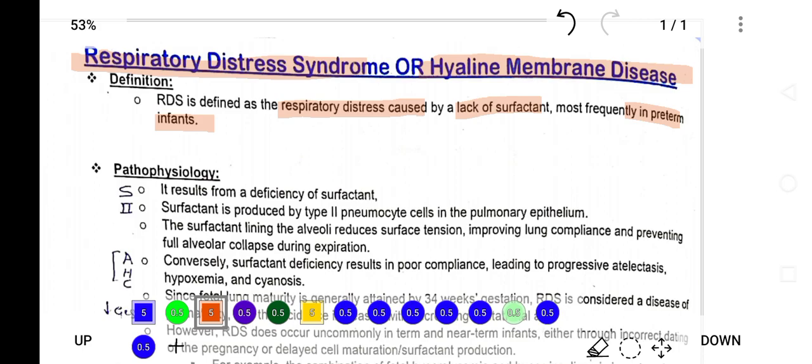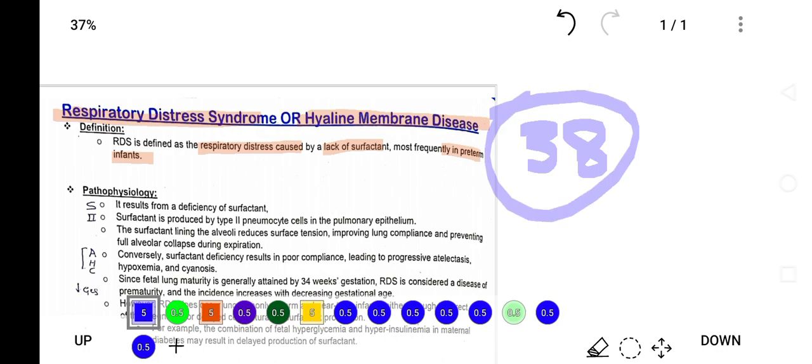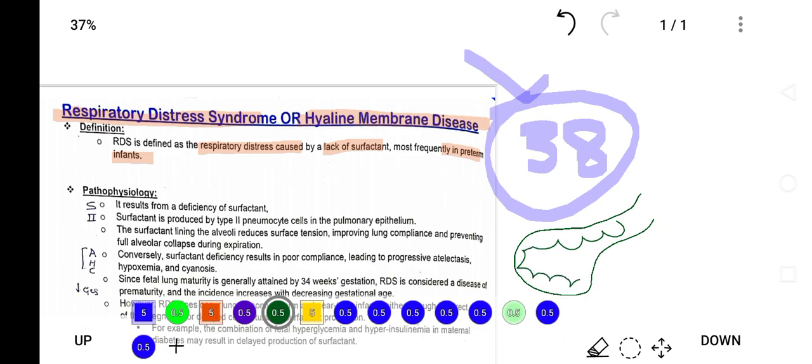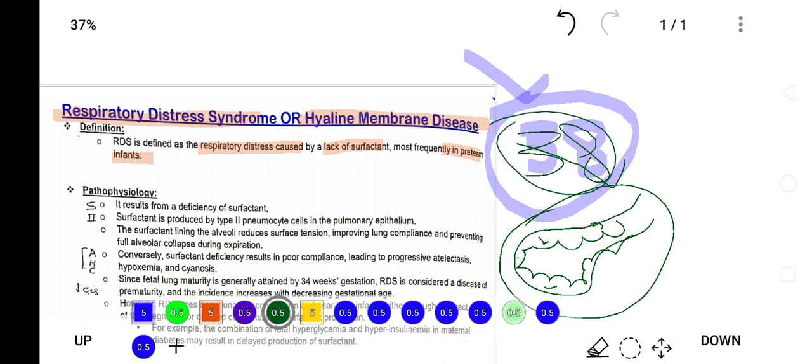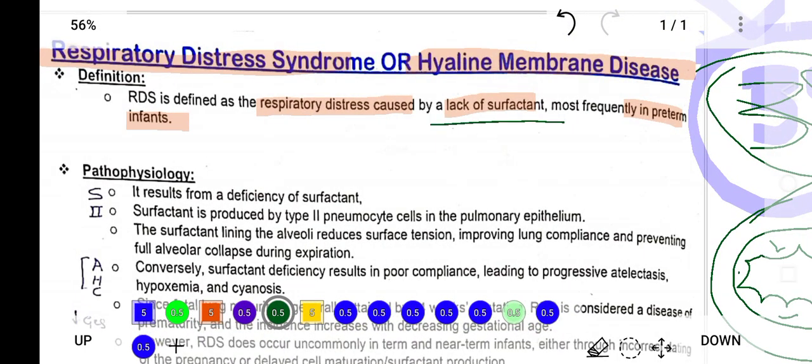Now what happens when babies are delivered before 38 weeks? Those babies will be preterm, and preterm babies do not develop surfactant in the alveoli of the lung. What is the function of surfactant? Surfactant reduces surface tension of the alveoli and helps in gas exchange. So when surfactant is deficient, the baby develops respiratory distress because they were delivered prematurely, before 38 weeks, and that premature baby will not have enough surfactant. That disease is known as respiratory distress syndrome, meaning surfactant deficiency in a preterm baby.